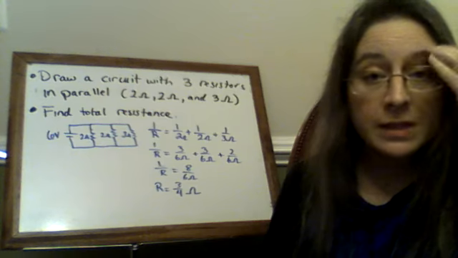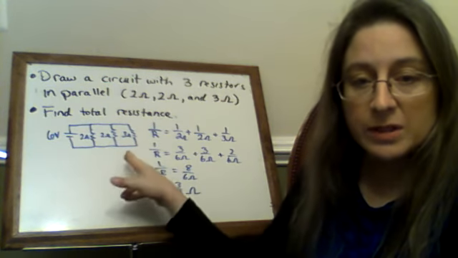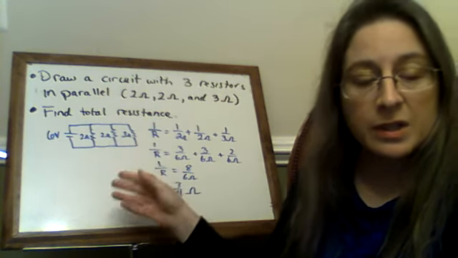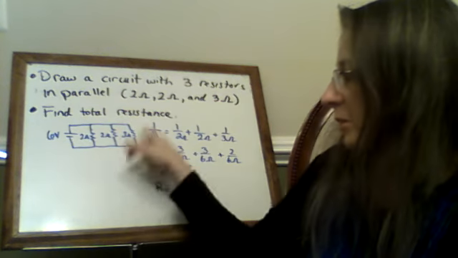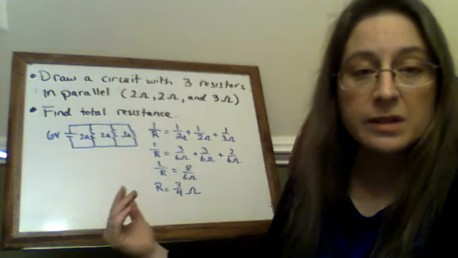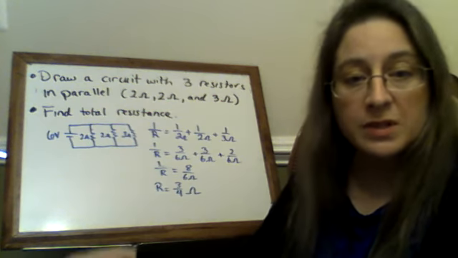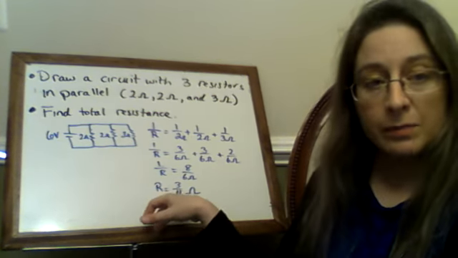So what that means is I took a 2 ohm, another 2 ohm, and a 3 ohm resistor. If I put those in series, right, I would add them up and they would be 2 plus 2 plus 3, which is 7 ohms of total resistance if they were in series. But when I put those same resistors in parallel, that resistance is only 3/4 of an ohm.